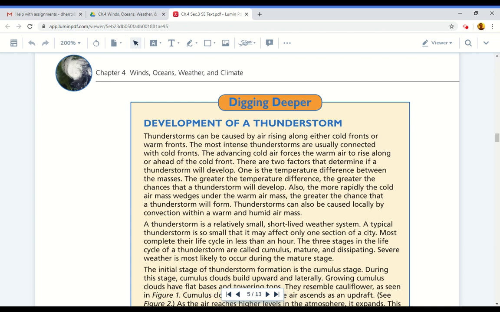Section 3: Thunderstorms and Flash Floods. Digging deeper. Development of a thunderstorm.